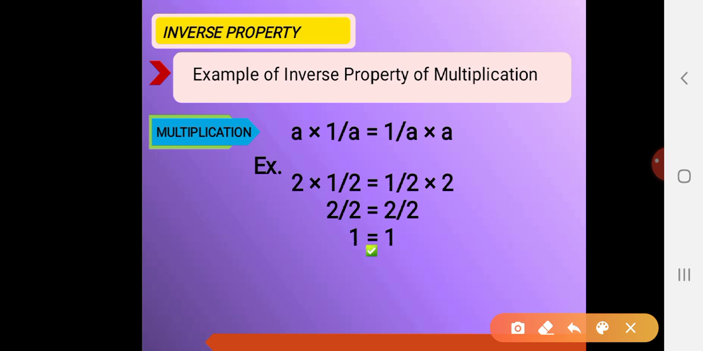So, magkapareho siya sa pikas. So, 1 over A times A. So, 1 half times 2. Kaya mura gihapon. So, 1 half times 2 over 1. Imaginary 1 nga na jud siya. So, 2 over 2. So, reduce into lowest term is equal to 1. So, same sila. Mao na siya ang inverse property.